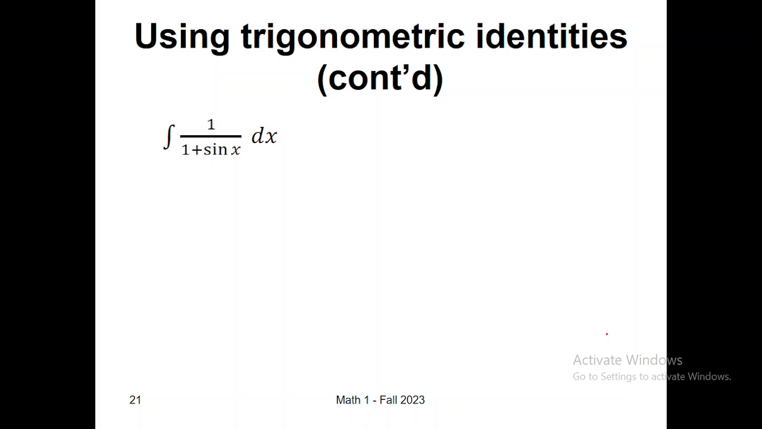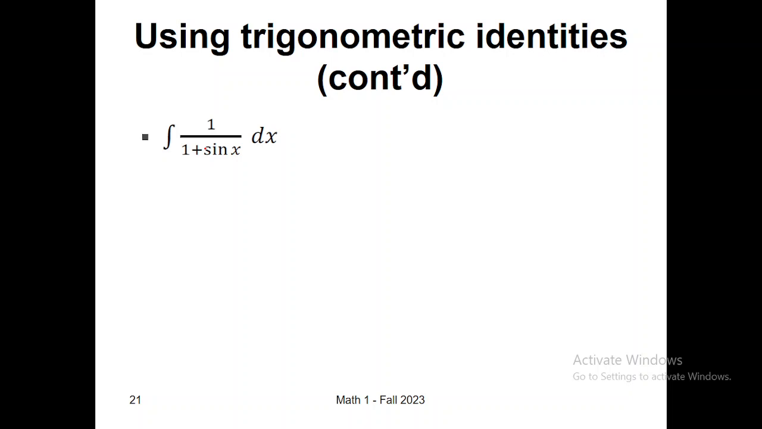Another idea, 1 over 1 plus sine x. The problem here is that we have a summation in the denominator. We cannot now make a distribution in order to break the problem into two subproblems, for a problem which is expected to be simple. How to deal with this?